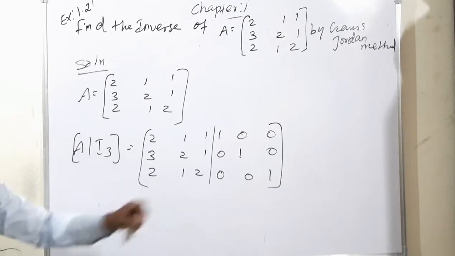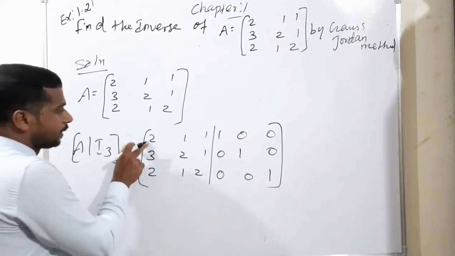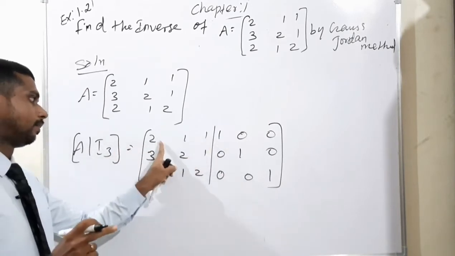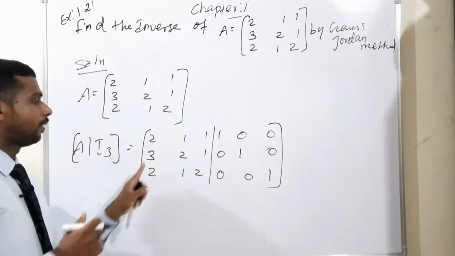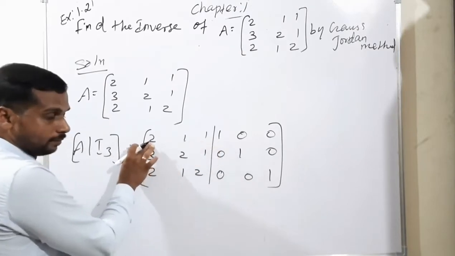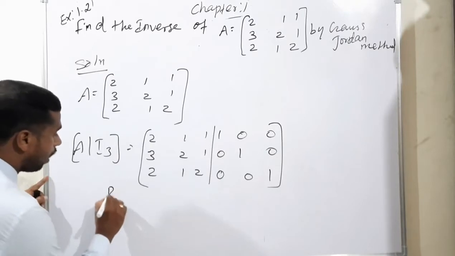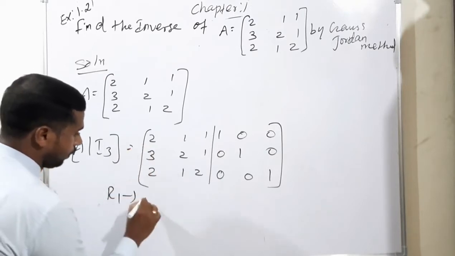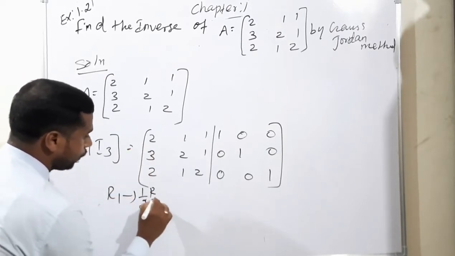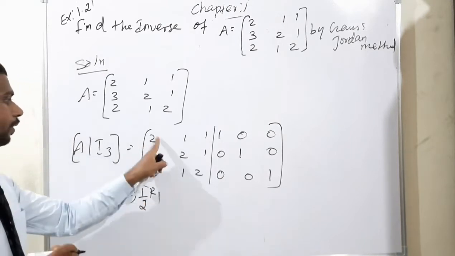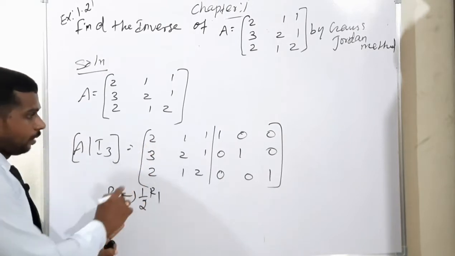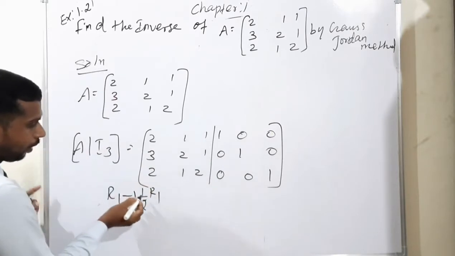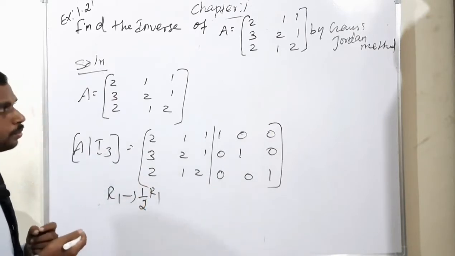So now what do we have to do? First, the leading diagonal should always be positive 1, isn't it? But we have a non-zero term, okay, and we have to make this 1. What do we have to do? R1 gives 1 by 2 into R1, isn't it? So 2 by 2, definitely 1 will come, no? That's why we have to multiply the entire row 1 by 1 by 2.